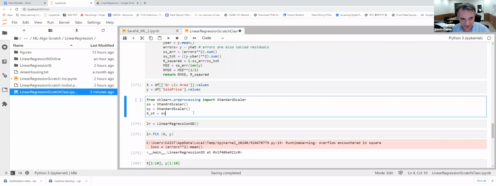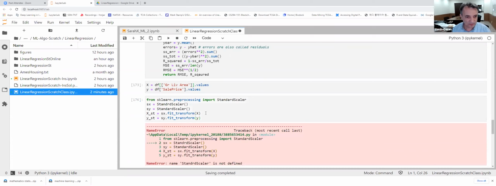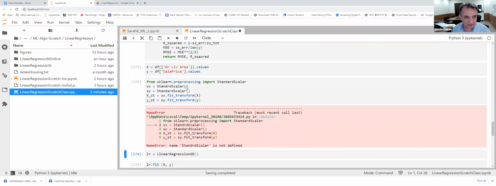X is sx.fit_transform(X). I'm going to do the same thing for Y: sy.fit_transform(Y). Standard.